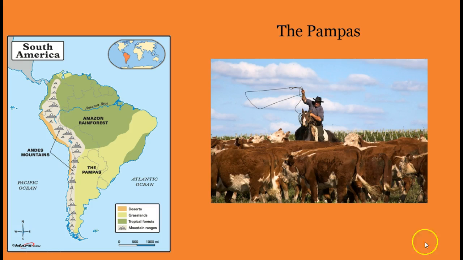If we look at this map, you can see a lot of the area of South America is that flat grassland called the Pampas. And remember, there's lots of cows there, so you're going to need your gauchos. You're going to need the South American cowboys.